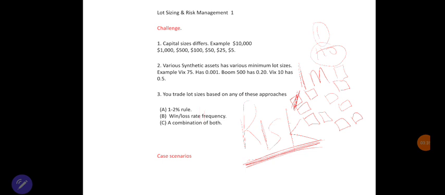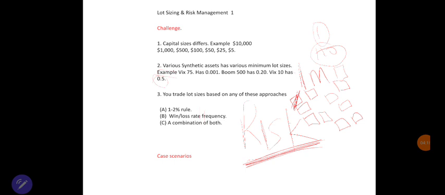So because of the nature of what we are trading, synthetic asset classes, I'm not here to begin to tell you what they mean. These are the asset classes that we trade, which I'm going to show you on video. We have VIX75, which has its own lot size to be 0.001, Boom 500, 0.20, VIX10, as well as A10, has 0.5. So in the next video, I'm going to show you how to calculate this in terms of dollar worth, so that you know how many points or pips or the value I'm risking will take this minimum lot size.